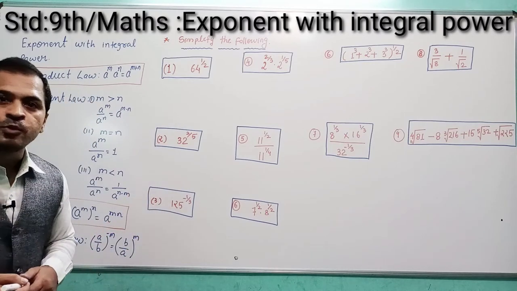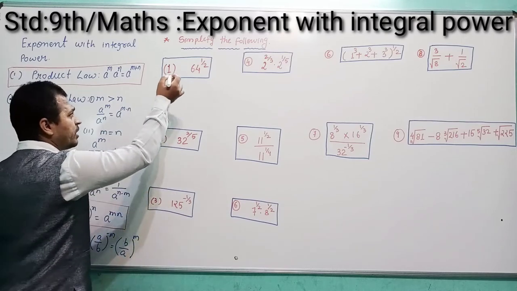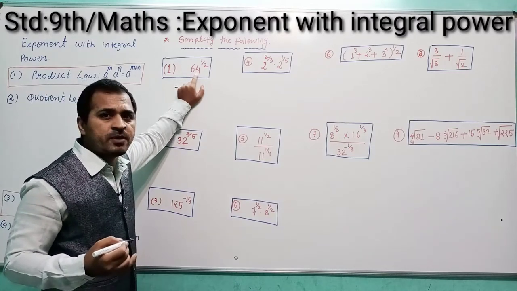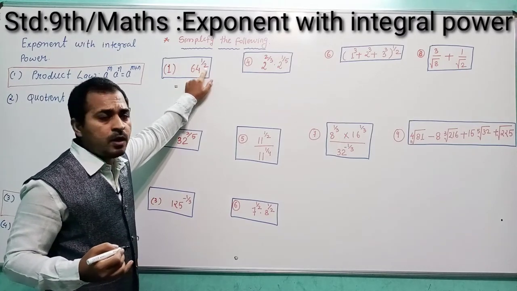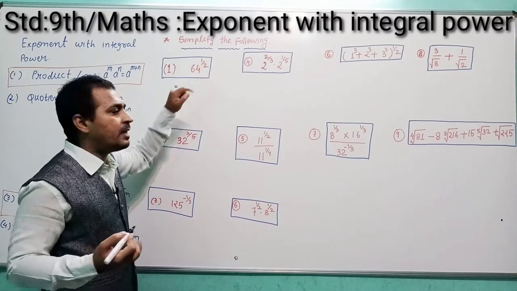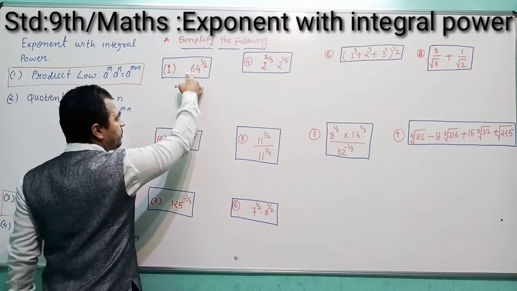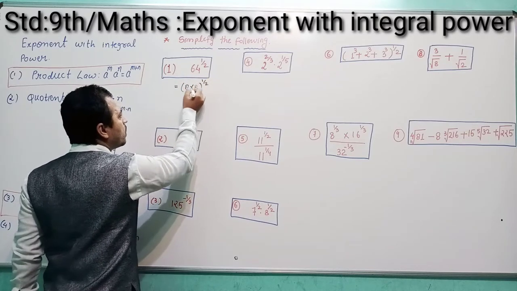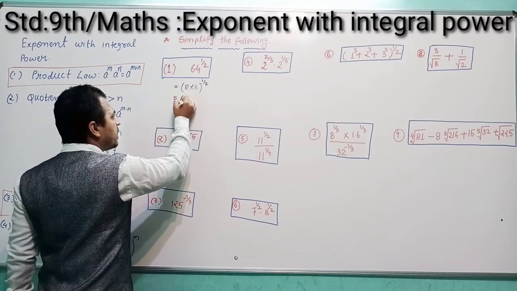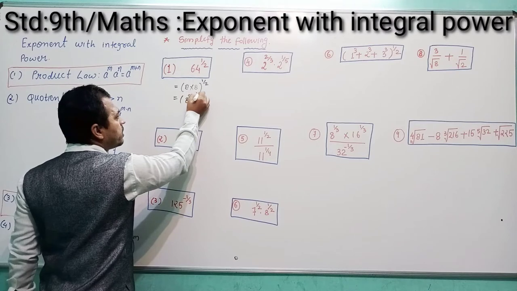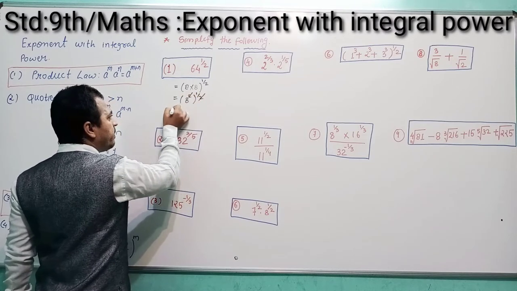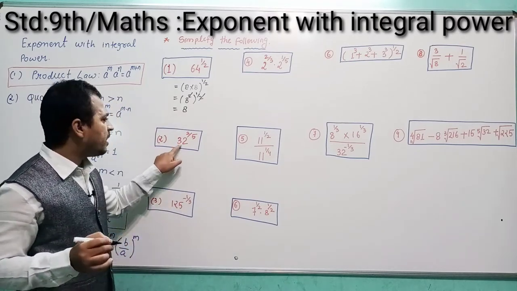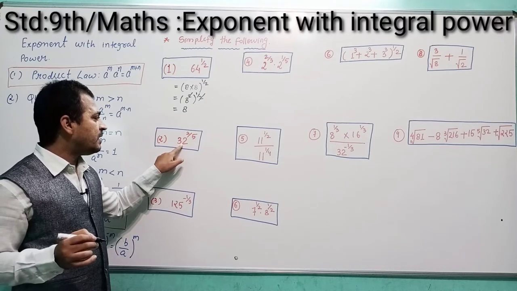In the very first question, students, you can see that 64 is to the power 1/2, right students? So we will have to factorize 64 in such a way that the power should be 2, right? Why should it be 2? Because 2 can be cancelled out. So students, here you can write 64 as 8 into 8, right? Whole is to the power 1/2. 8 into 8, students, 8 squared, whole to the power 1/2. 2 will be cancelled out. So you are getting 8, right?